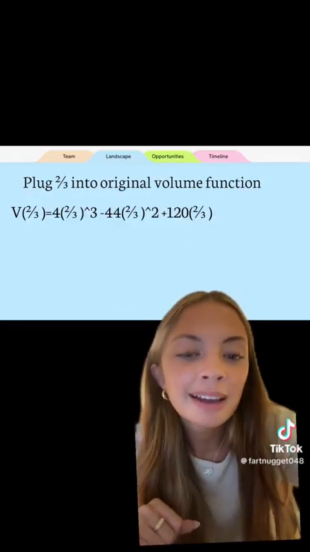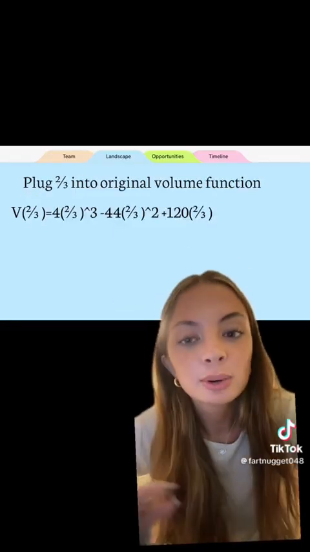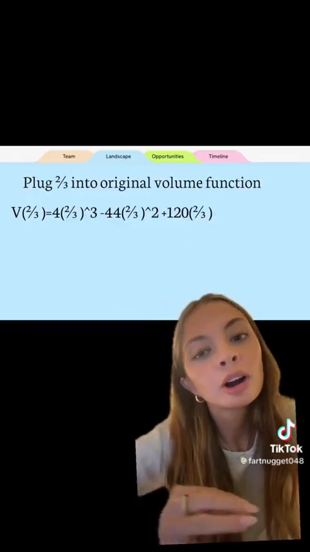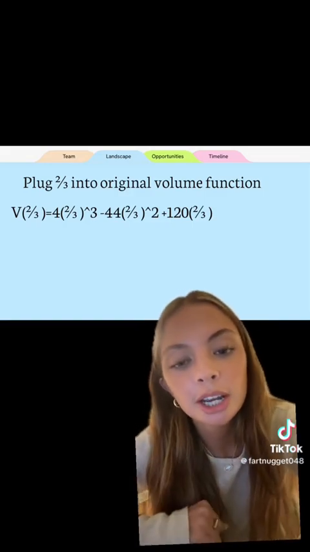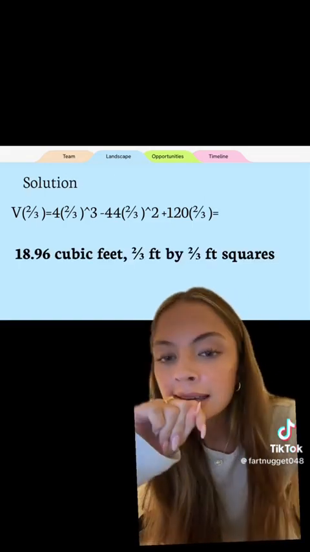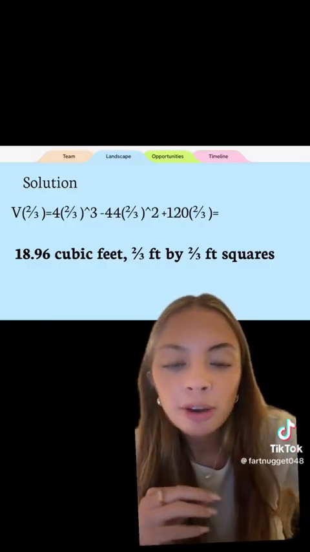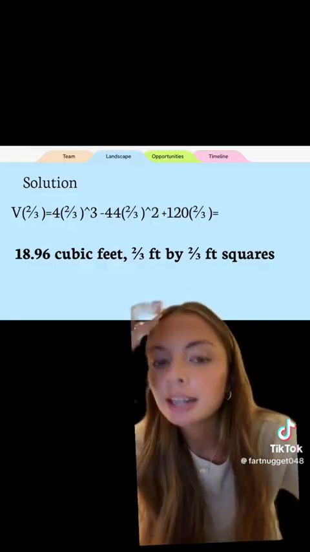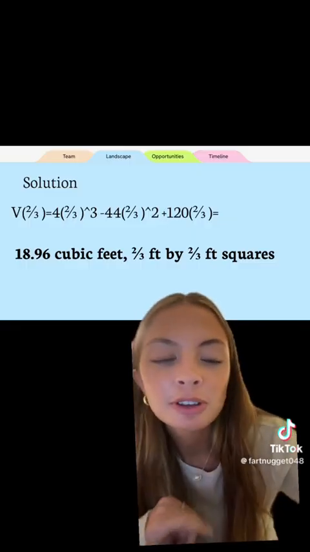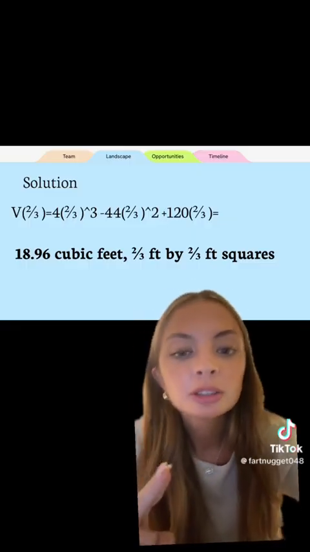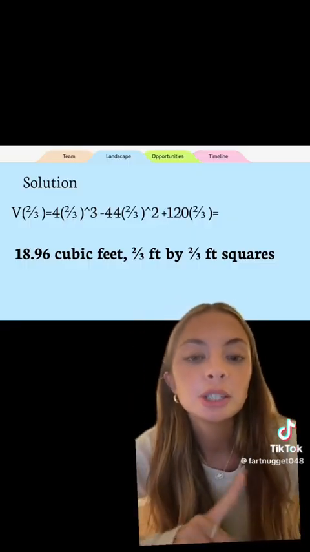Now that we have our answer for x, we're going to plug it into our original volume function. Plugging this in, we get 18.96 cubic feet. From this solution, we can conclude that the largest possible volume occurs when we cut out squares that are 2/3 feet by 2/3 feet.